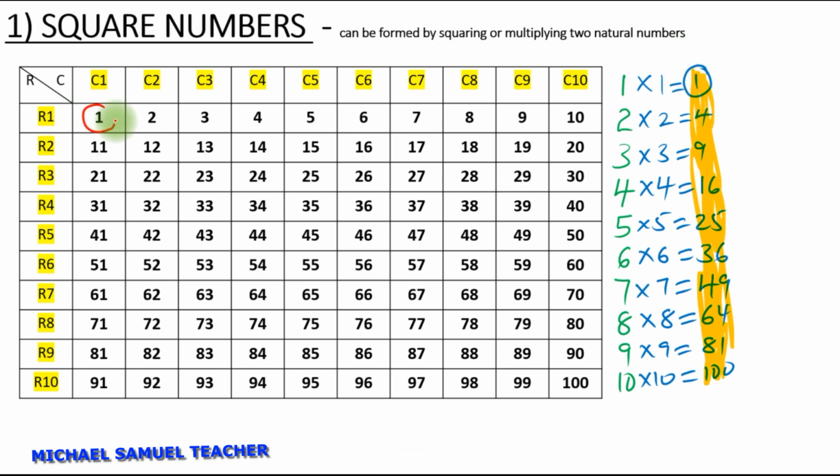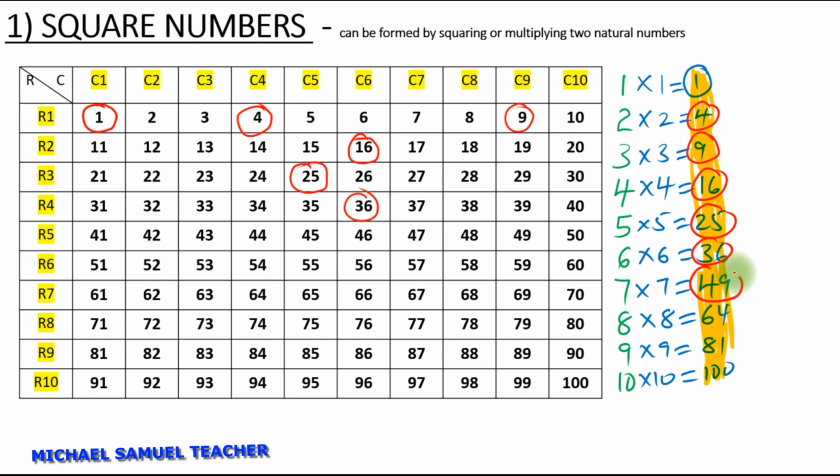So 1 is a square number. 4 is also a square number. 9 is another square number, so we circle it. We have 16 is a square number, have it here. We have 25, a square number, so we have it here. Then we have 36, which is a square number, we have it here.